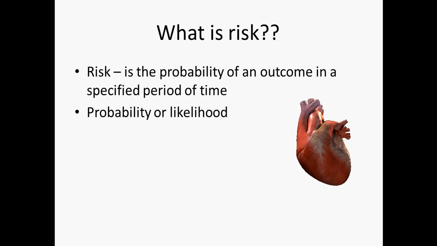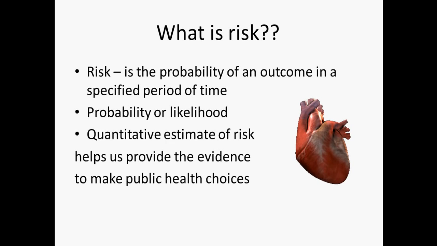Now, when we talk about the practice of public health, we have choices to be provided to the population. So a quantitative estimate of risk will help us provide the evidence to make an appropriate public health choice or to make decisions about the course of action or intervention, as well as how to allocate scarce resources like time and money and be efficient in getting the output. So that's about understanding risk.